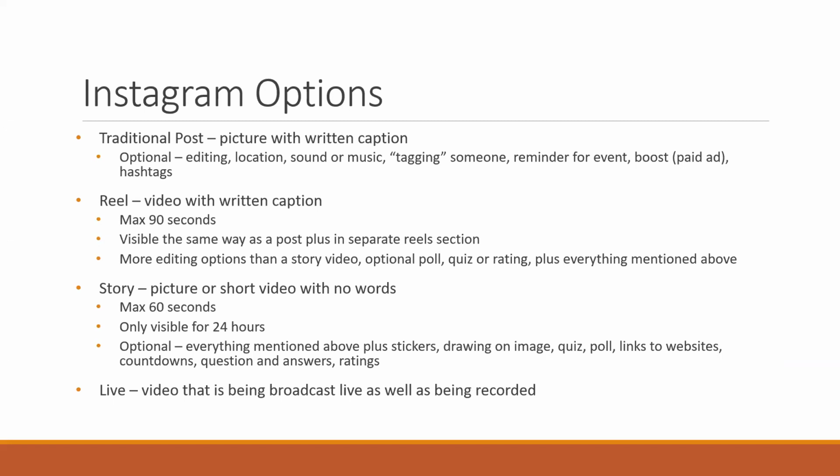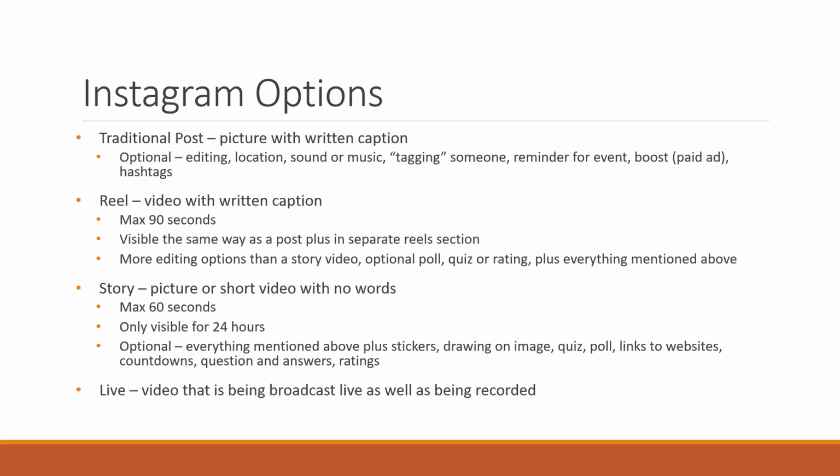When posting on Instagram, the most common, and the one that everyone's pretty familiar with, is just the traditional post, which is a picture with a written caption. You can also post multiple pictures at once, which I'll get into in more detail later. And when you do this, you have the option to edit the picture you're posting, add a location, add sound or music to play when people look at the post. You can tag other Instagram accounts. You can also include a reminder for events, which is pretty new. You can boost the post like you do on Facebook. And you can also add some hashtags in the captions as well.